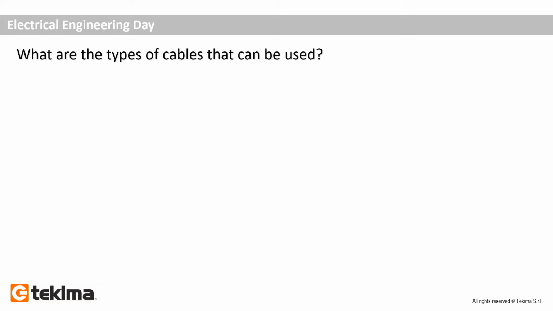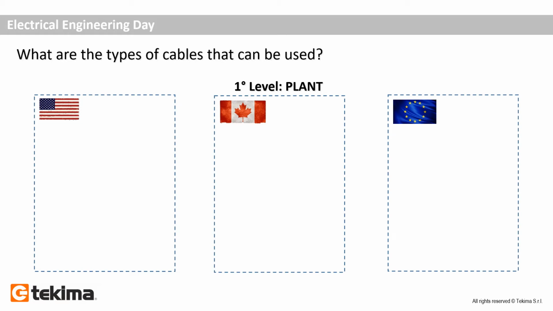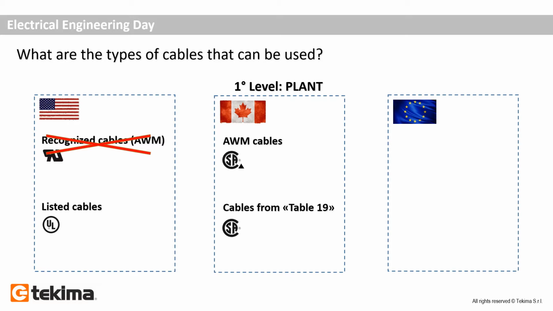In USA, when I choose a wiring method, I have to define which type of cable is needed. I have two options: AWM cables, recognized cable, or listed cable. So AWM is not allowed. In Canada, we have the same situation. AWM cable is not admitted. In Europe, CE markings and VDE and many others are recognized as usable cable.